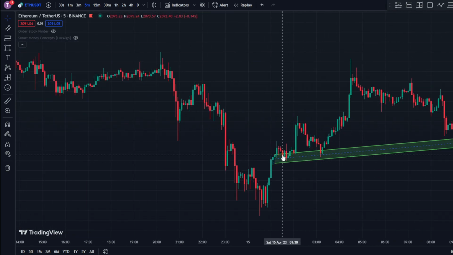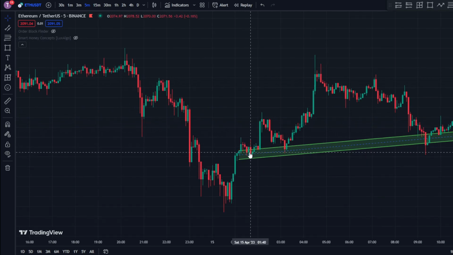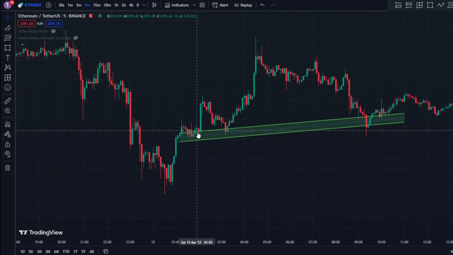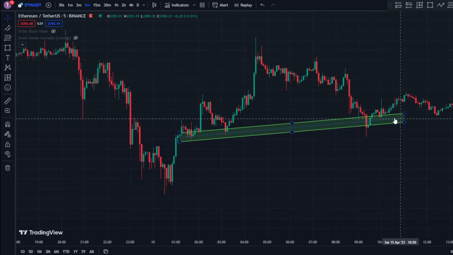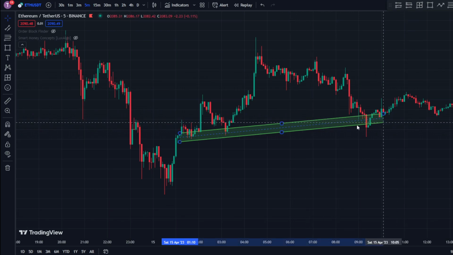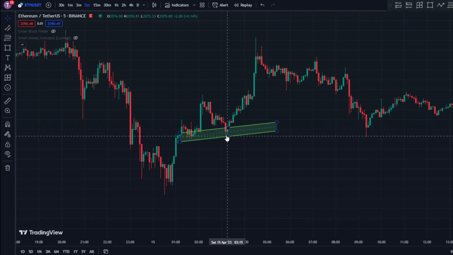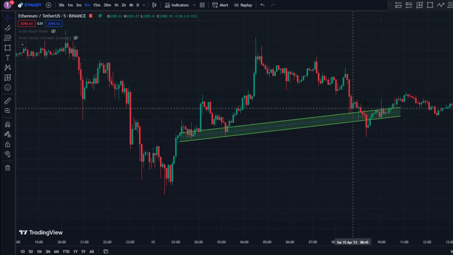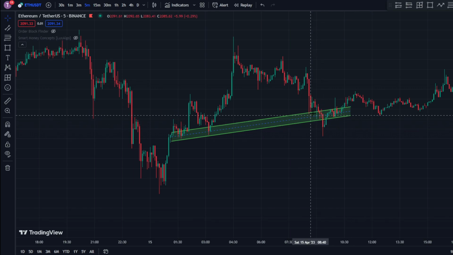So you can see here we have 2 points. We have 1 point here, it pushes up, comes back down to this trend line zone and pushes up again. So you know that these are your first 2 points, and that is how you draw your trend line. Let's say this is your first support zone right here, and then you just want to extend it. You know that this area right here will likely be an area of support in the future.